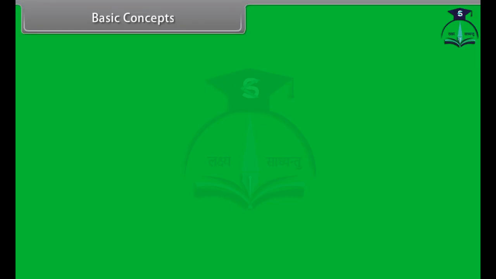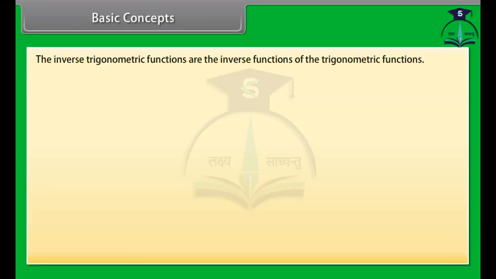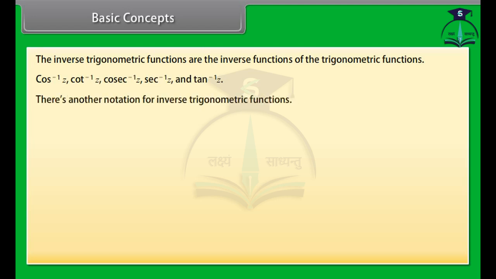Basic concepts. The inverse trigonometric functions are the inverse functions of the trigonometric functions. These are the inverse trigonometric functions. There's another notation for inverse trigonometric functions as given below. Cos inverse x is equal to arc cos x. Sine inverse x is equal to arc sin x. Tan inverse x is equal to arc tan x.